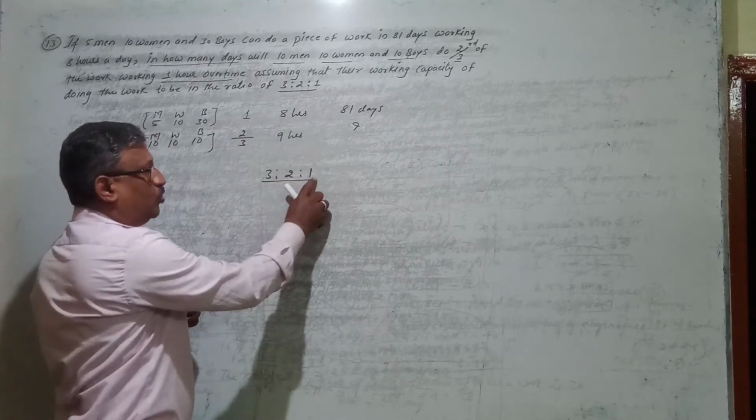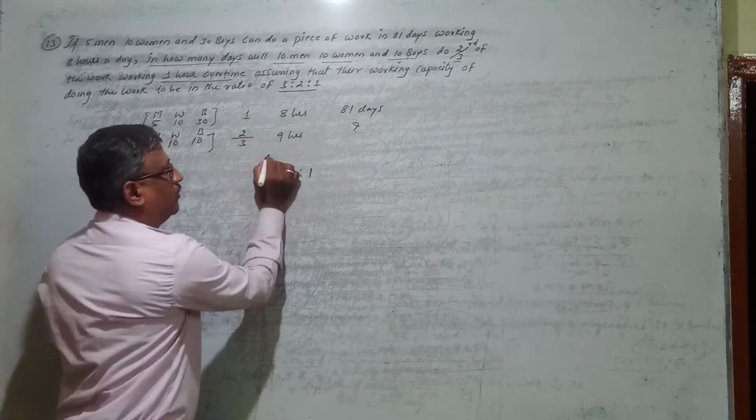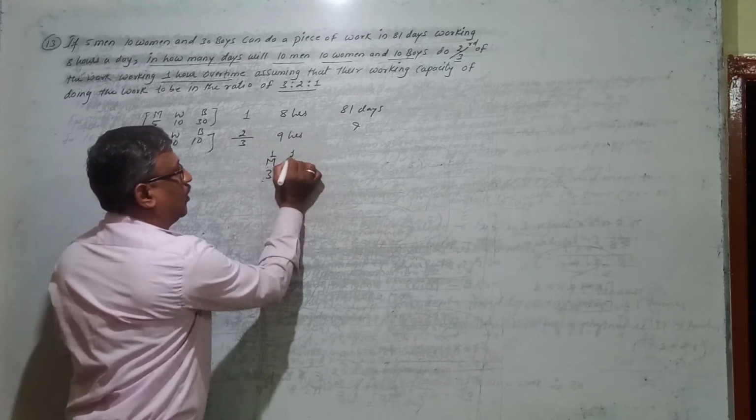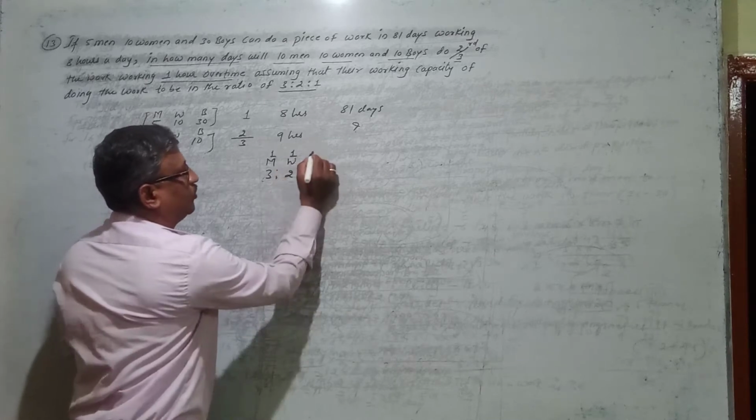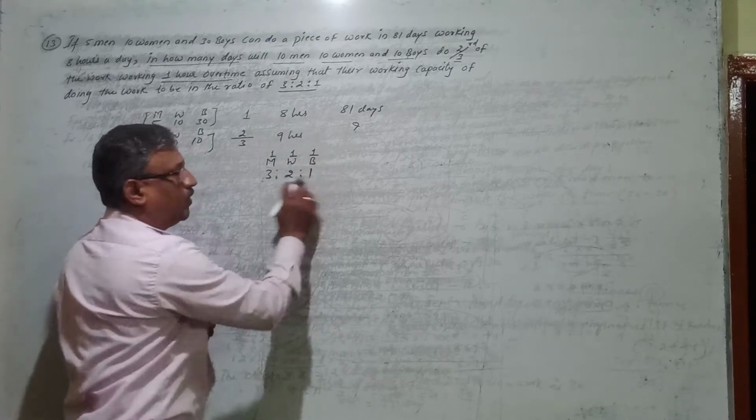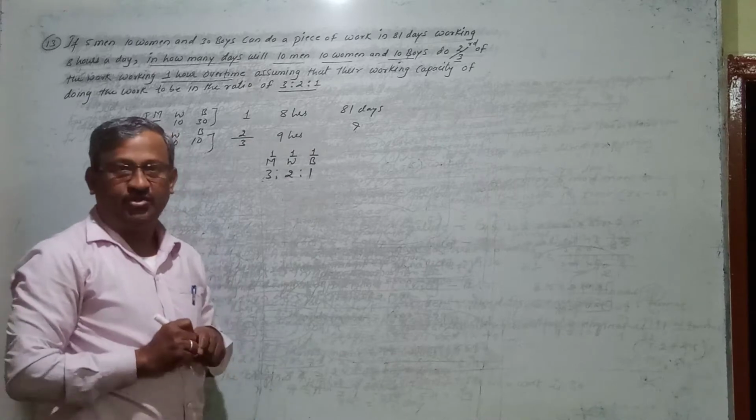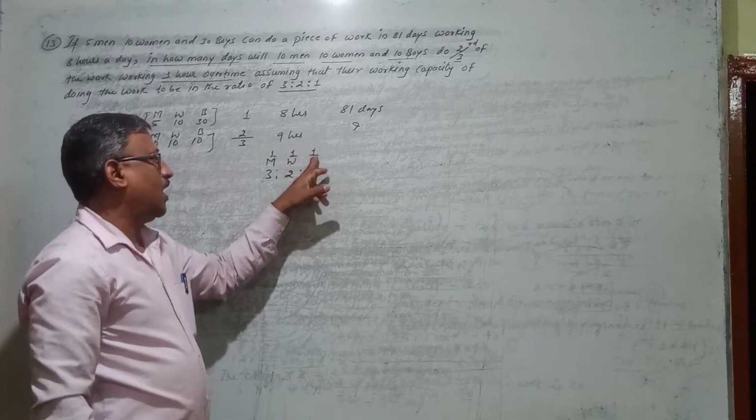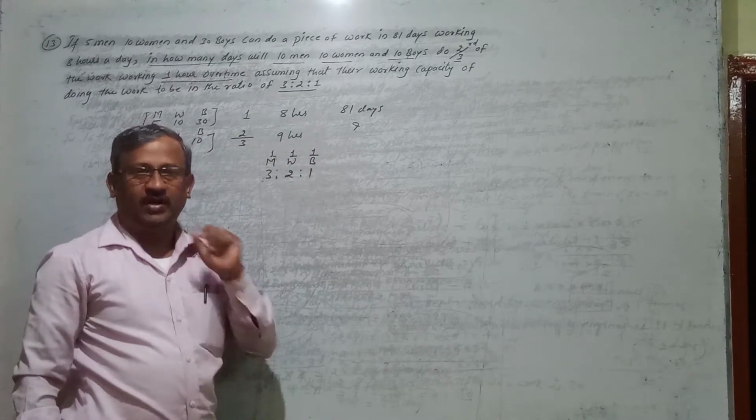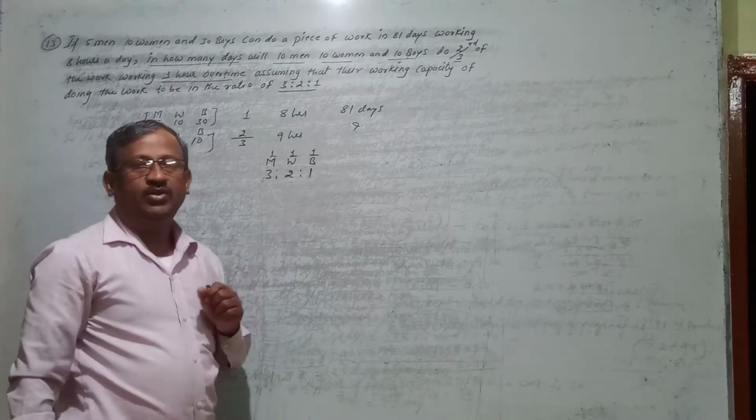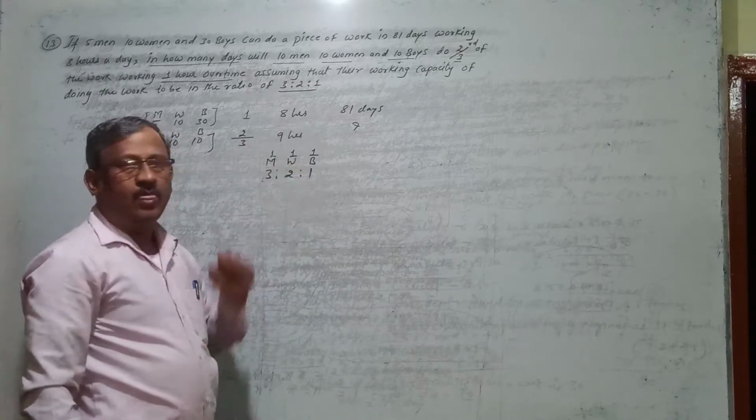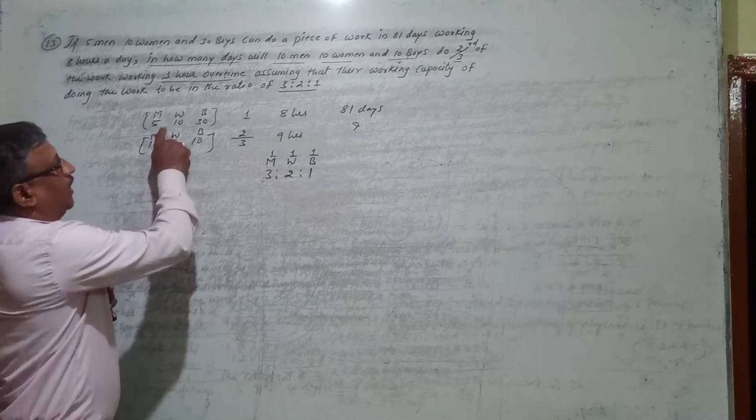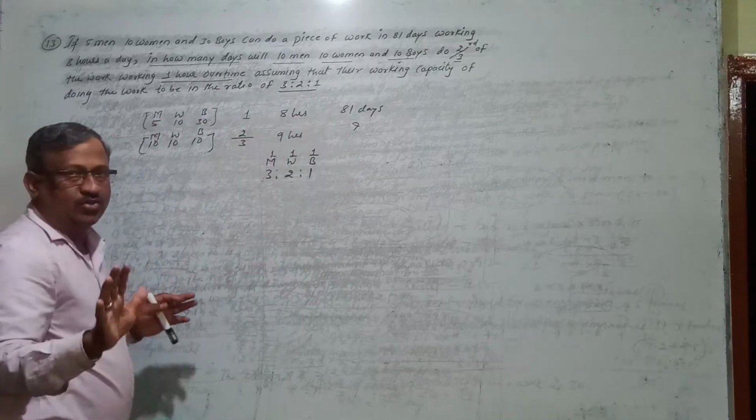So 3:2:1 means what? One man works 3 times, one woman works 2 times, and one boy works only 1 time. That is the meaning of this ratio. So this is the capacity of doing the work of a man, of a woman, and a boy. So what do you have to do here? Directly, if you compare with the number of days, comparison is not possible.